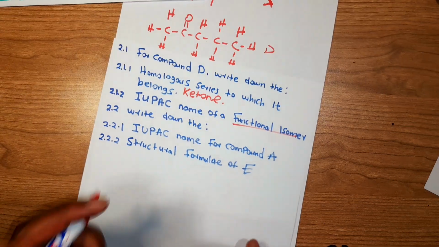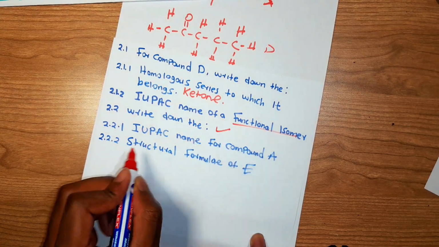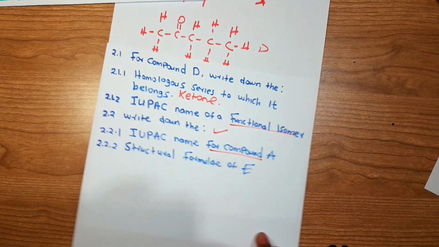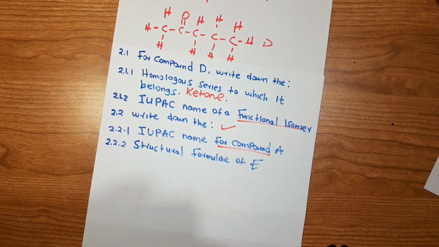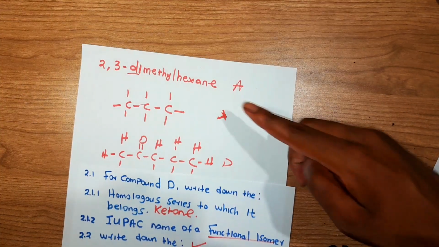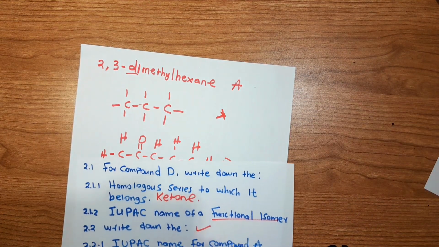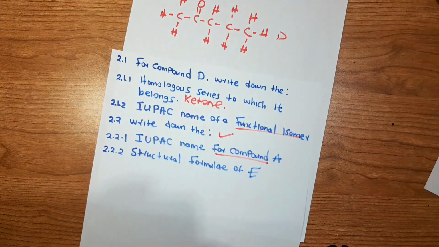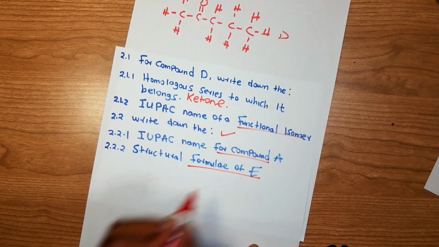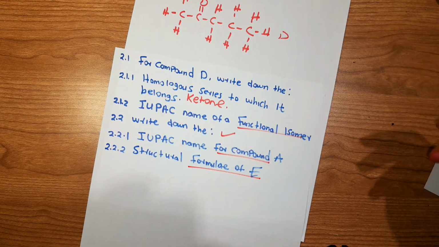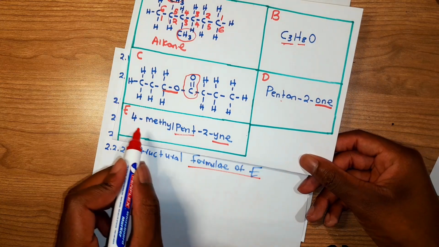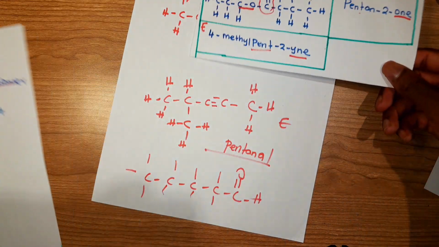Let's look at this. Write down the IUPAC name for compound A. What is the IUPAC name for compound A? You realize that we have already done it, right? It is 2,3-dimethylhexane. And then the other question says structural formula of compound E. You also realize that we have already done the structural formula of compound E.